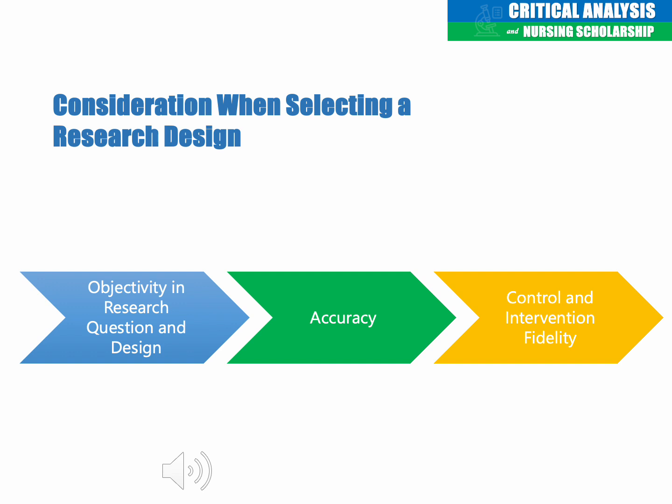Now, before you decide on a research design, there are some important things to consider to make sure your study will be solid and meaningful. And what are the considerations when selecting a research design? First, objectivity in research questions and design. Letter B, accuracy. And the third one is control and intervention fidelity. We're going to discuss each of these considerations in the next few slides.